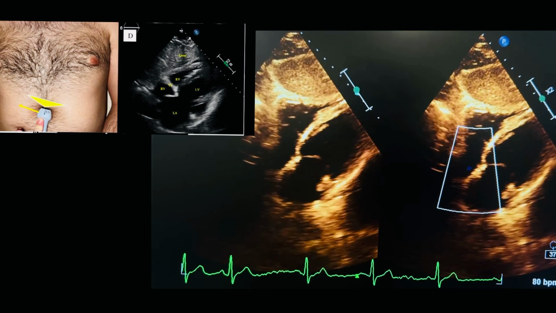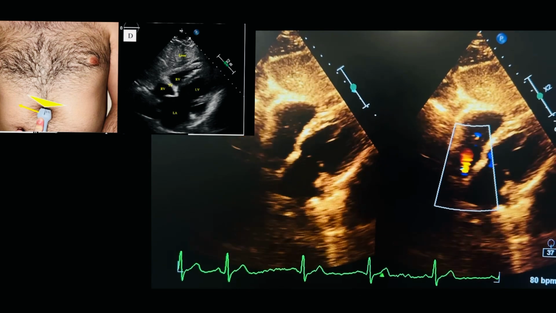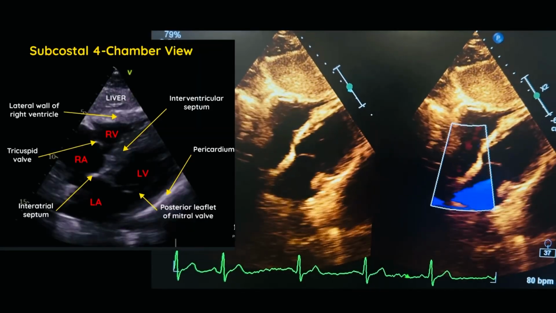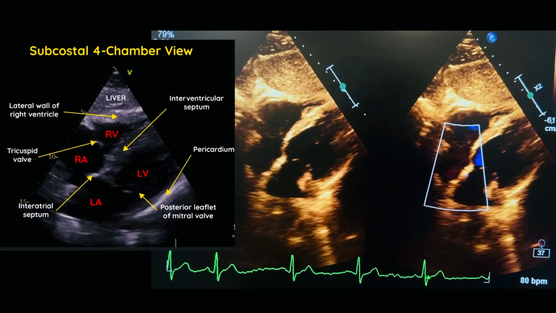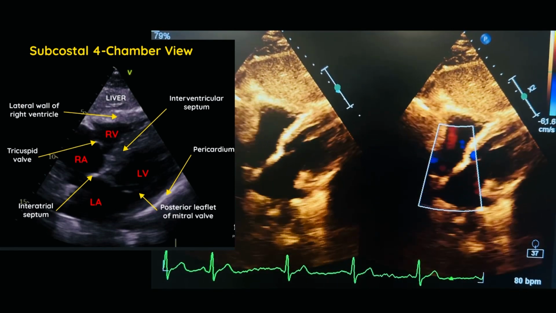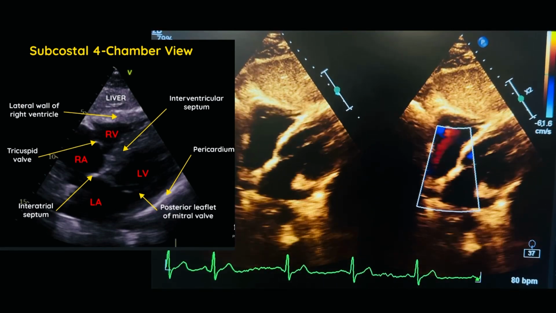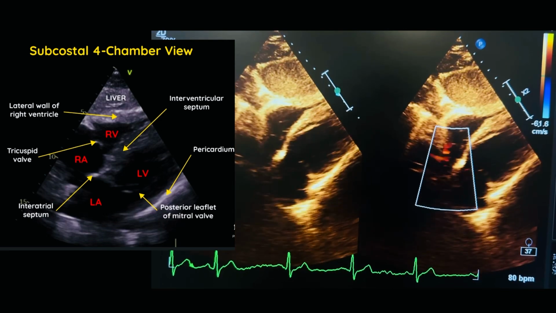What can you see in this view? I have marked here what you can see. Anteriorly the RV. We can see the tricuspid valve, right atrium, left ventricle, left atrium, mitral valve, interventricular septum, interatrial septum.